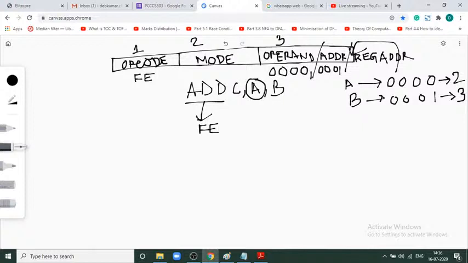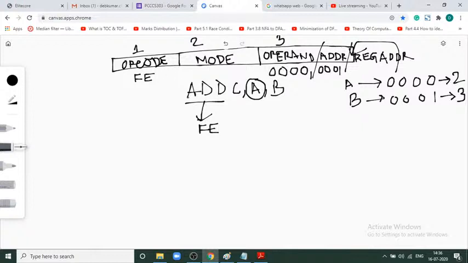Now what will be the addressing mode? What is addressing mode? Addressing mode is a way to represent your data or operand in your instruction. If the data or operand is directly specified in your instruction, then the addressing mode is immediate. If your data is directly or explicitly specified in your instruction, then this addressing mode is known as immediate addressing mode.